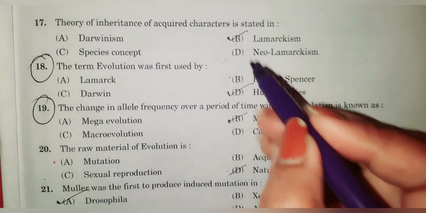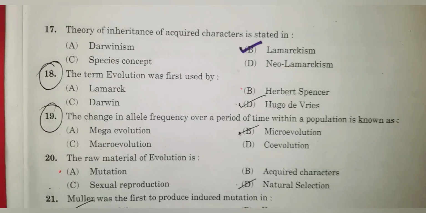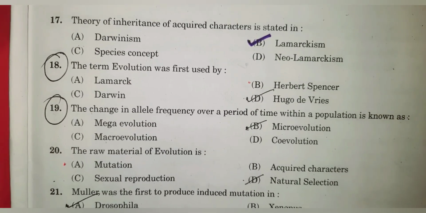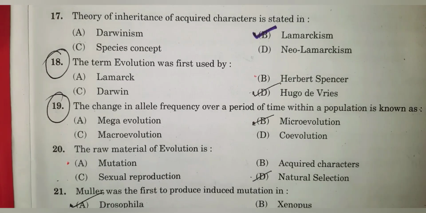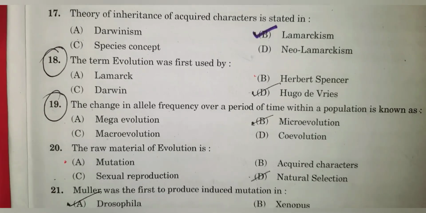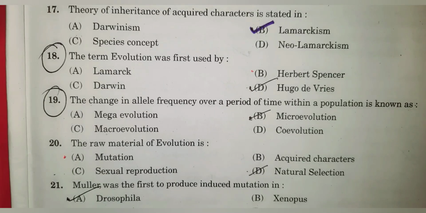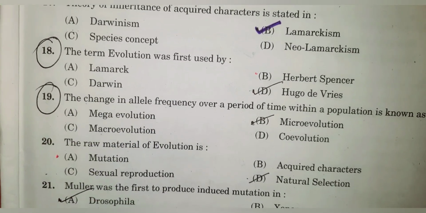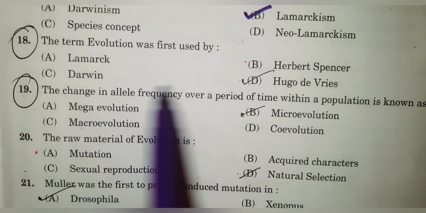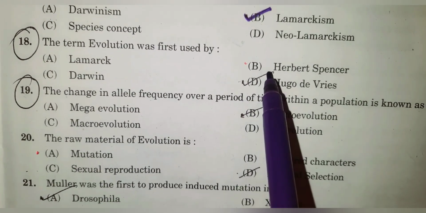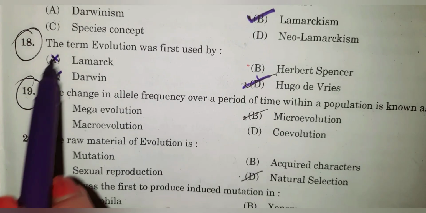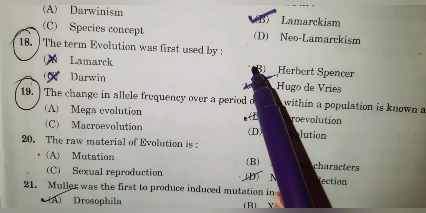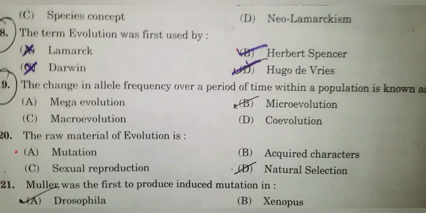Theory of inheritance of acquired characters is stated in Lamarckism. There is no point in discussing anything else. Lamarckism brings us the theory of inheritance of acquired characters. It was Lamarck who proposed this. Okay, next question. The term evolution was first used by. Please, these are all closely related terms. It is neither Hugo de Vries, nor Darwin, nor Lamarck. The correct answer is Herbert Spencer.